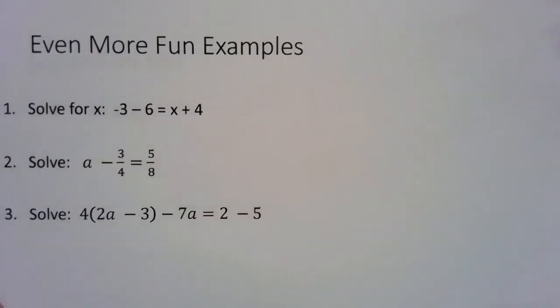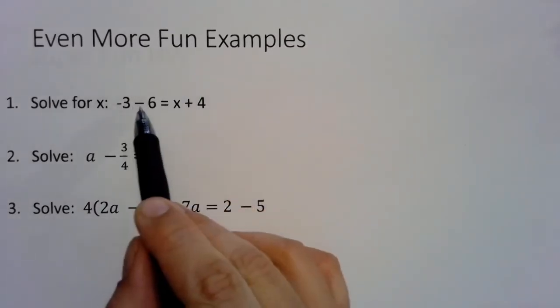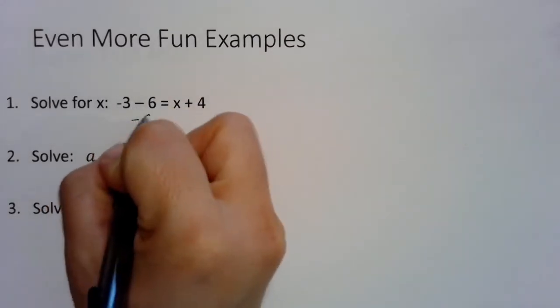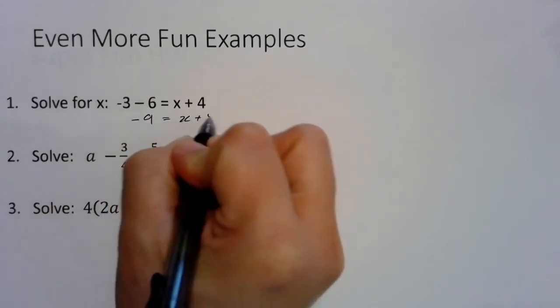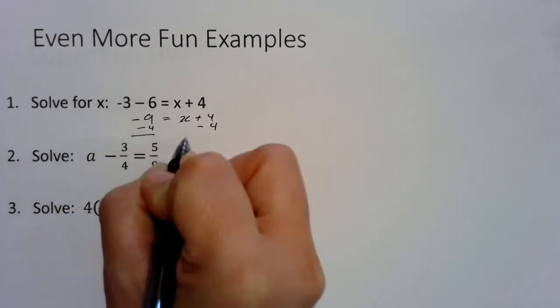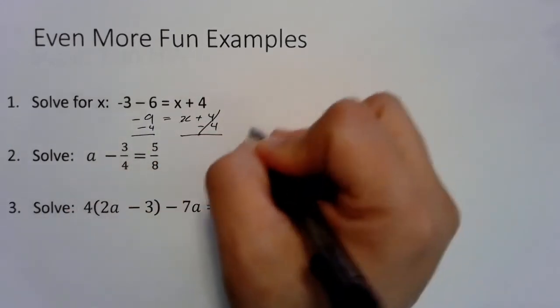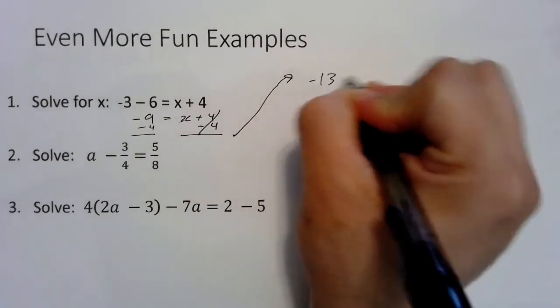Right. Even more fun examples. Let's solve for x. We have here negative 3 minus 6, that becomes negative 9, is equal to x plus 4. We're solving for x, so we need to subtract 4 from both sides. Okay. Now these are the same sign, right? So this is going to be negative 13 is equal to x.